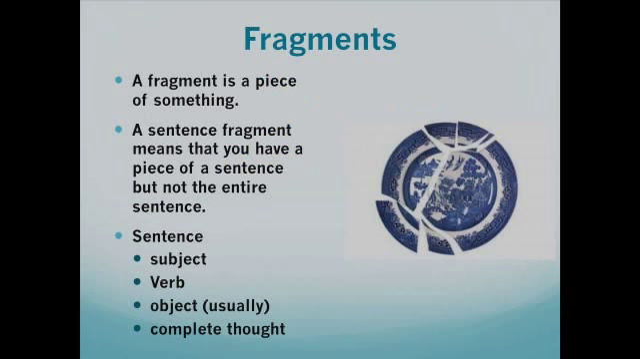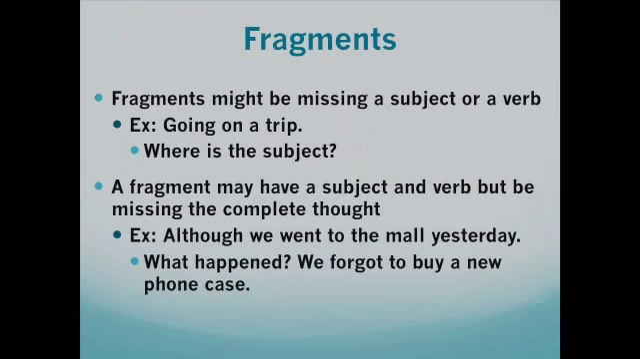A fragment's a piece of something. A sentence fragment means that you have a piece of a sentence but not an entire sentence. So remember, in a sentence we have to have a subject, a verb, an object. Usually it has an object. Sometimes we can just have a subject and a verb, but it has to express a complete thought. So from there, we know that fragments often don't have complete thoughts. They can be missing a subject or a verb as well.